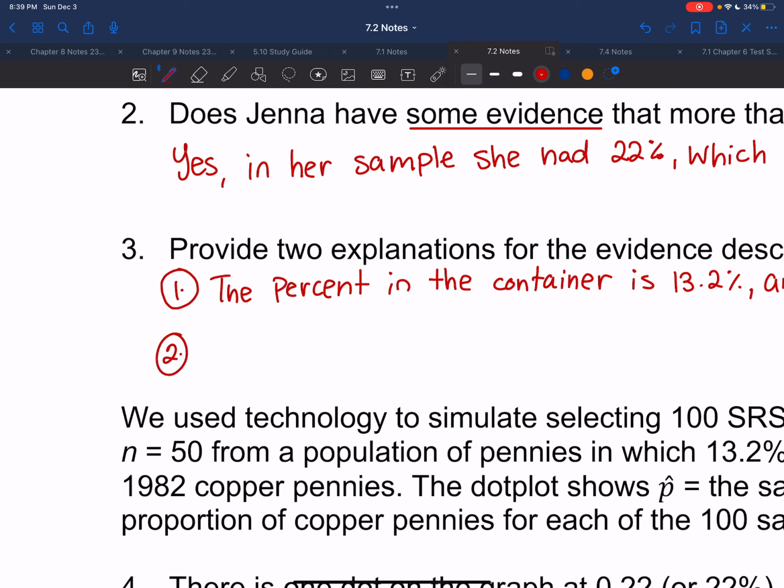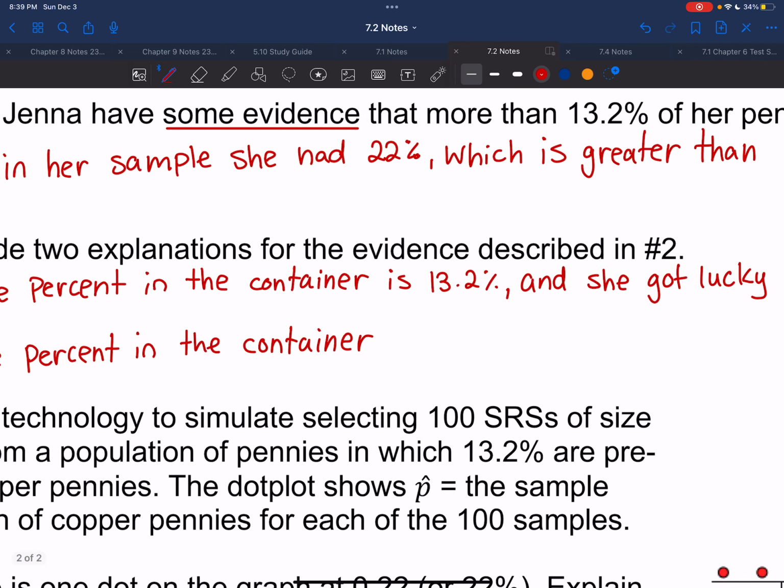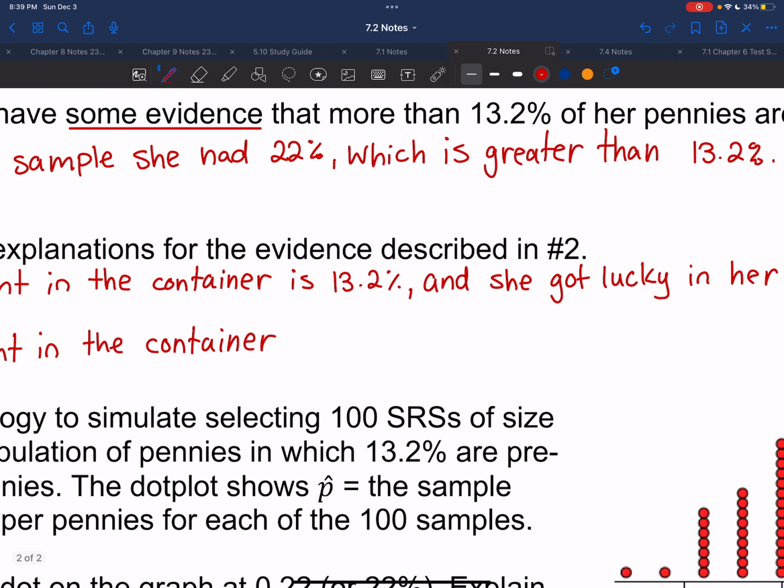Or the other possible reason is that the percent in the container really is greater than 13.2%.